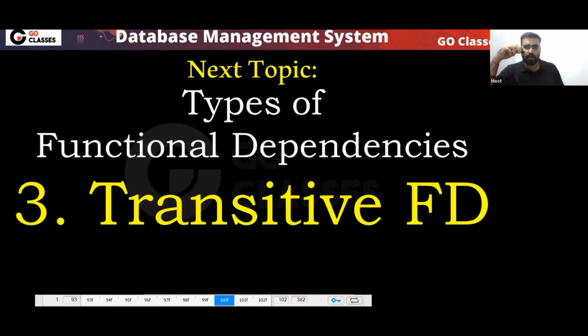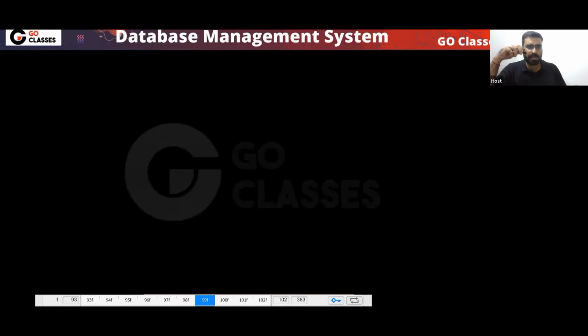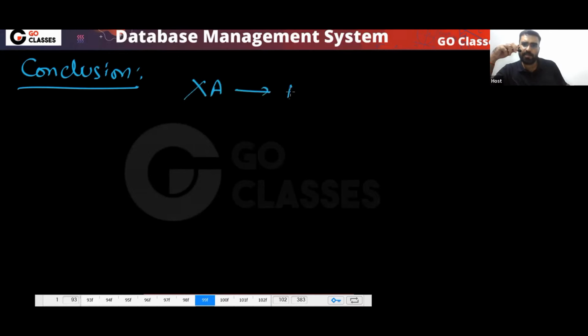Now let's move on. Before we move on, let's understand this concept by diagram. Remember, this is the conclusion. The conclusion is very simple: XA determining B is partial. Basically, I am saying that X determining A is partial.